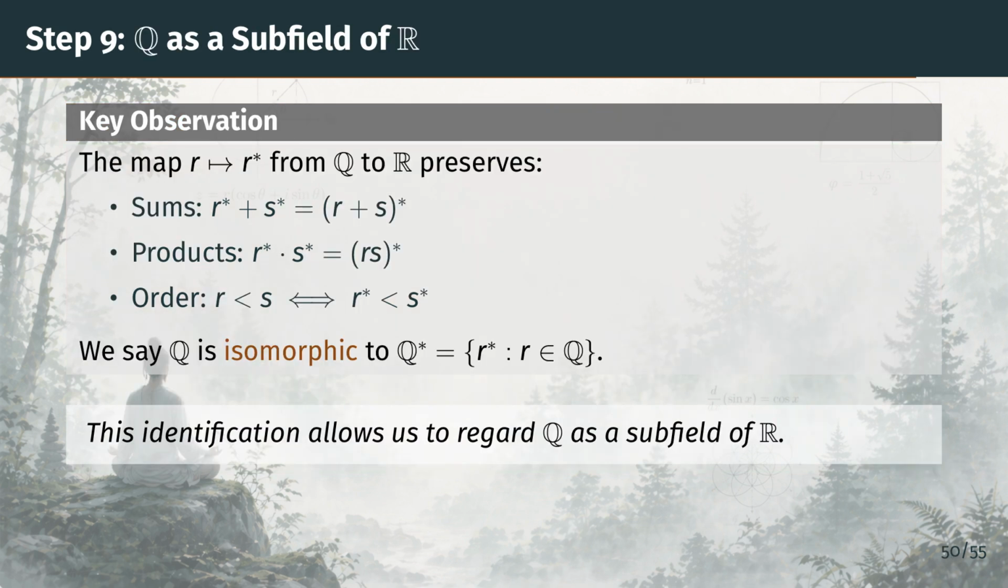Step 9 puts everything together. The rational cuts form a subset of R that behaves exactly like the rationals. Addition, multiplication, and order all match up, while R star is technically a set of rationals, not the rational number R itself. All the algebraic and order properties are identical. This is what isomorphic means. From now on, we can safely identify each rational R with its cut R star, and think of the rationals as sitting inside the reals.